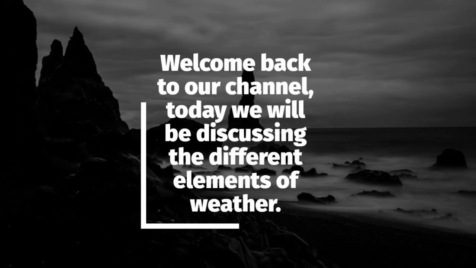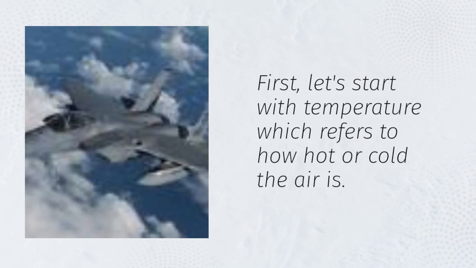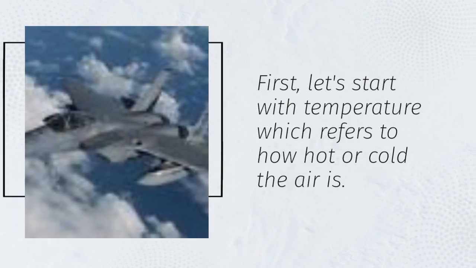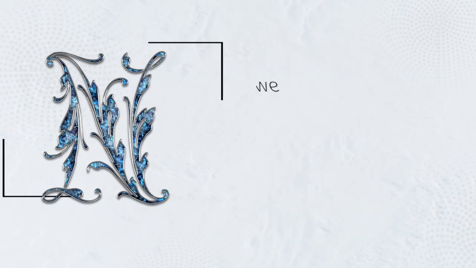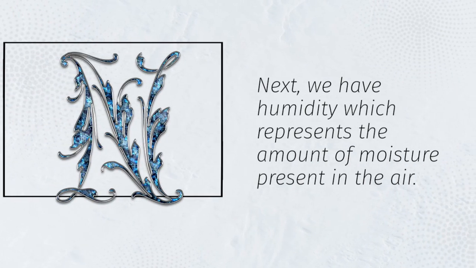Today we will be discussing the different elements of weather. First, let's start with temperature, which refers to how hot or cold the air is. Next, we have humidity, which represents the amount of moisture present in the air.